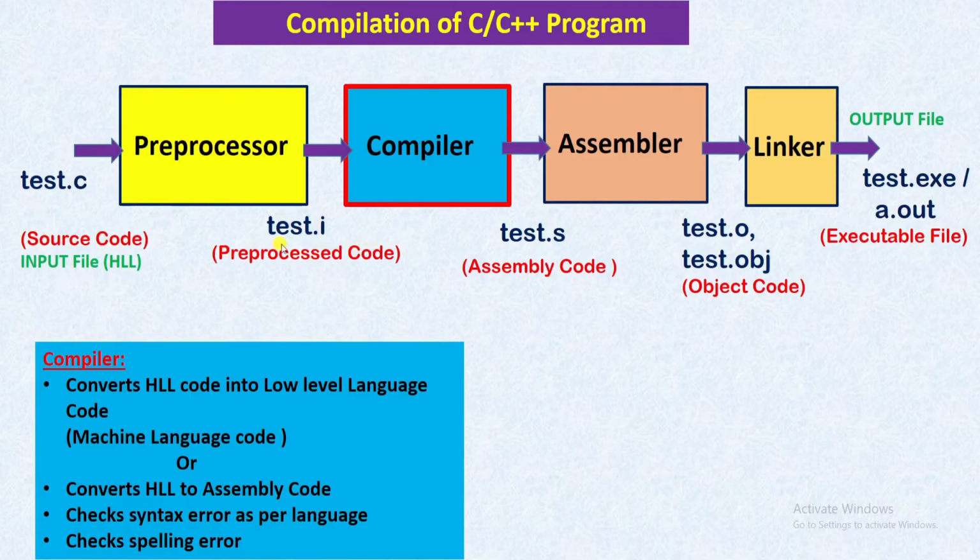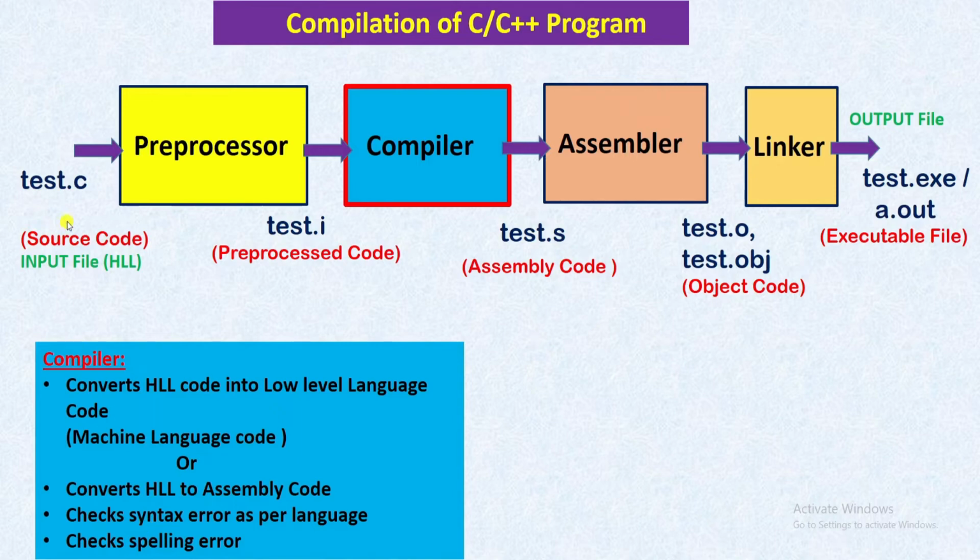Now this test.i, that is the preprocessed code, is given to the compiler. The compiler takes this code as input, and the high level language code present in the test.i file is converted into low level language code, that is assembly code, the test.s file. The compiler also checks for syntax errors as per the programming language.